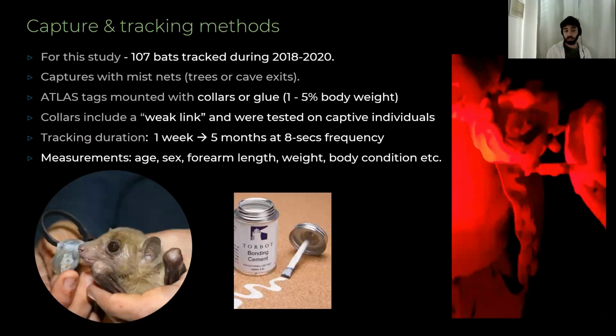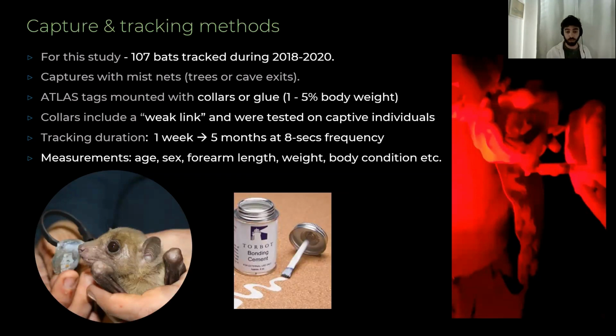So for this study, for the spatial partitioning part, we tracked 107 bats during 2018 and 2020. To catch them, we used mist nets, basically classical mist nets used for marine birds fitting to our needs. We did it around fruit trees mostly, and sometimes when we wanted to get a lot of bats at once in a special effort, we did it also in cave exits. So we mounted them with the tags.